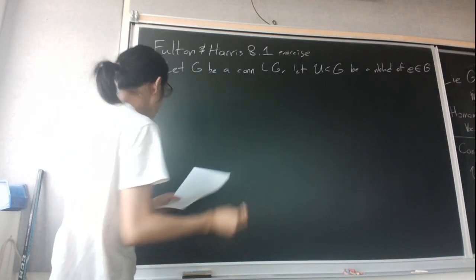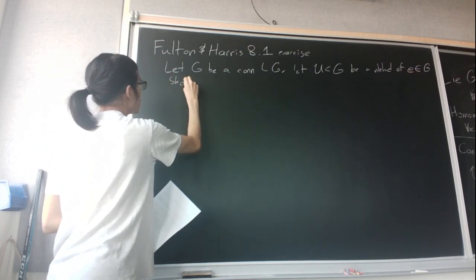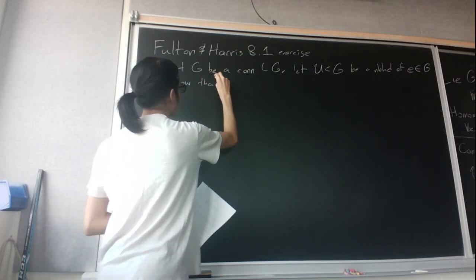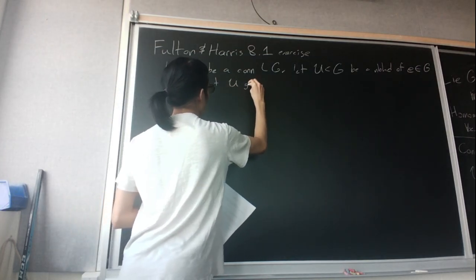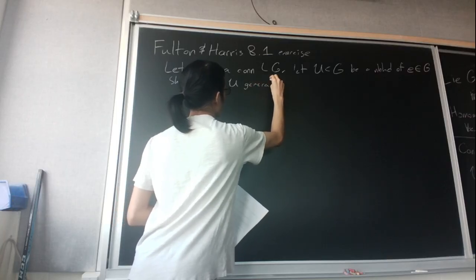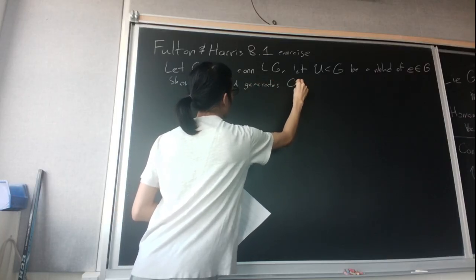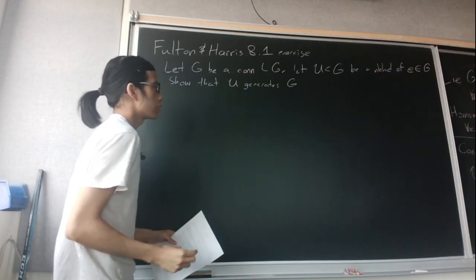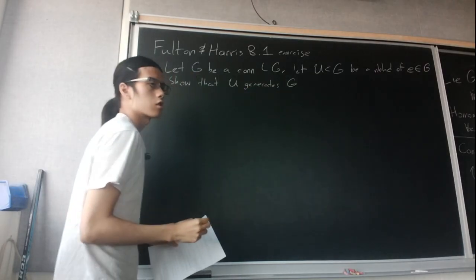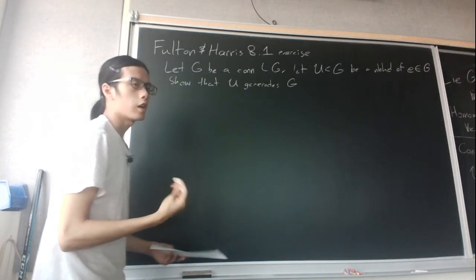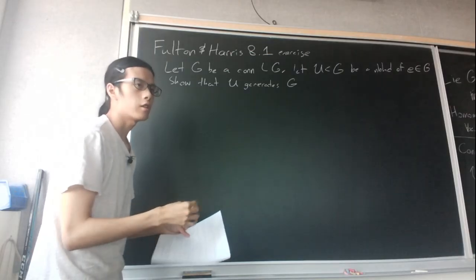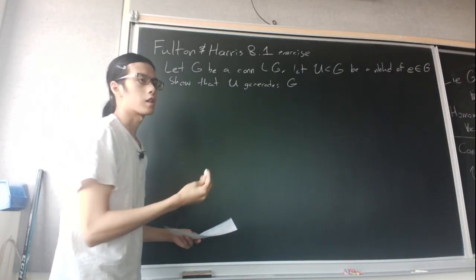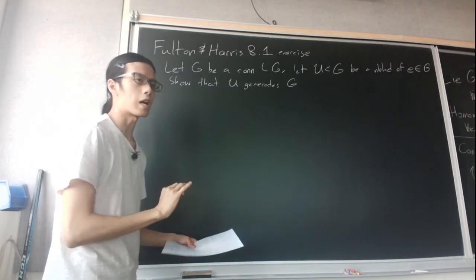And what we're going to do is show that U generates G. So basically this is saying that if you have any little neighborhood around the identity, you can multiply all of those elements together to eventually get the entire group, no matter how small that neighborhood is.